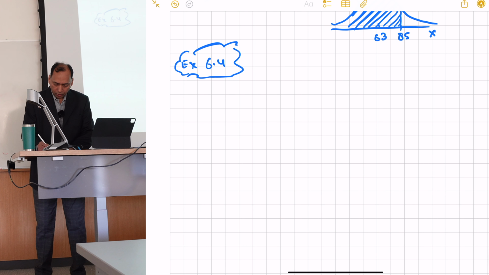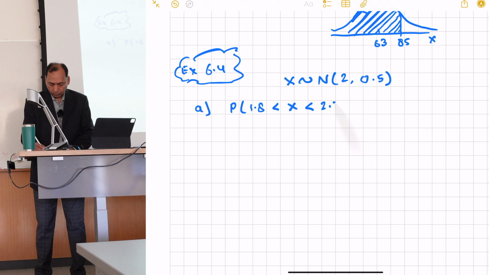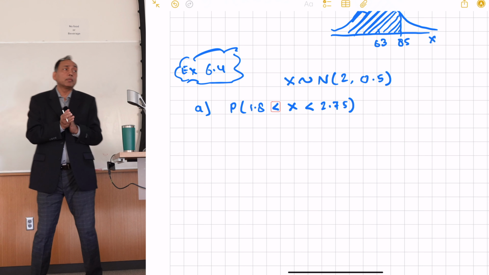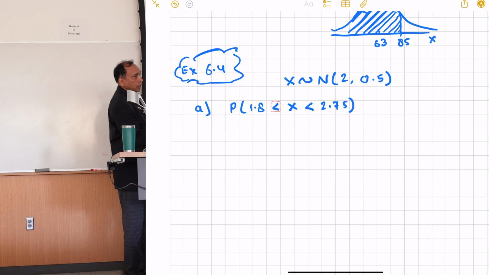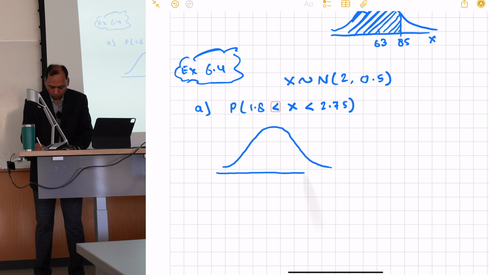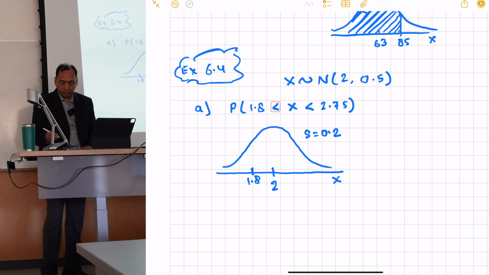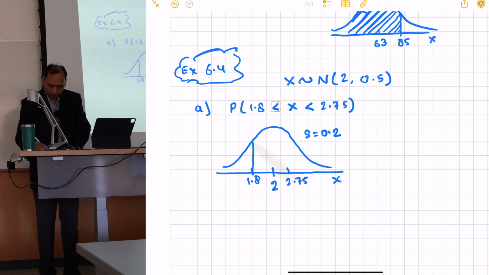First, capture what is given. X follows a normal distribution with mean 2 hours, standard deviation 0.5 hours. And part A is asking what is the probability that, so what is the chance that the value of X is between these two numbers? And if you make a picture, 1.8 is to the left and 2.75 is to the right. So what is this area?